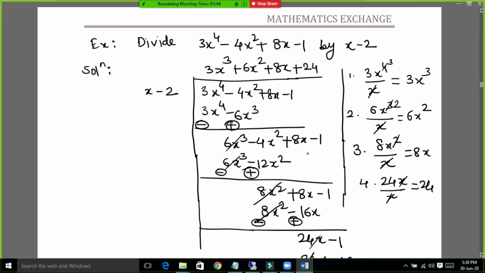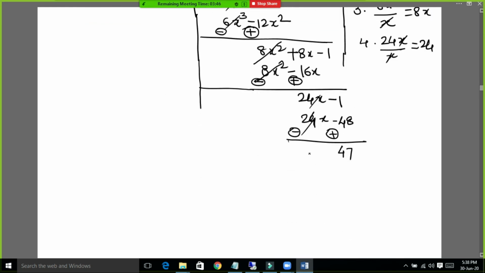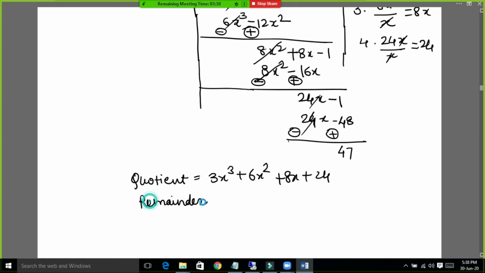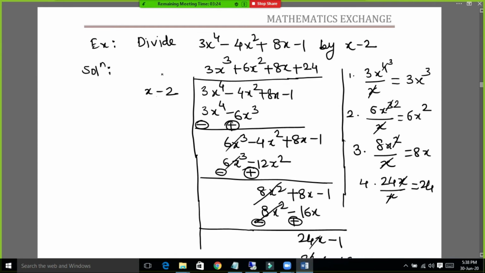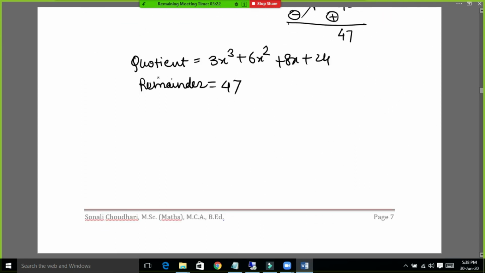This completes our division process. Here we write down quotient is equal to 3x cube plus 6x square plus 8x plus 24, and the remainder is 47. We can also write this in the algorithm form. Sometimes you will be asked to write it in algorithm form.